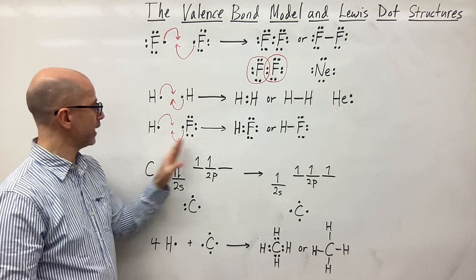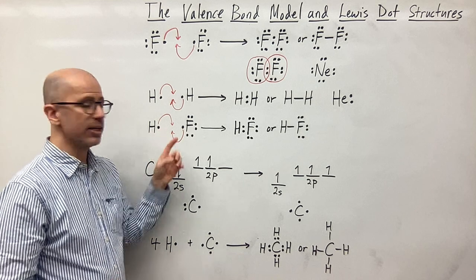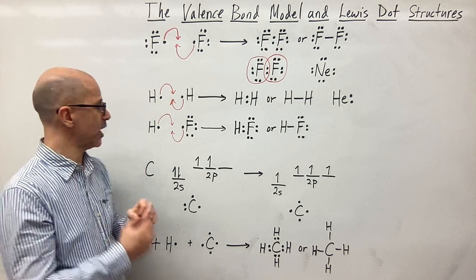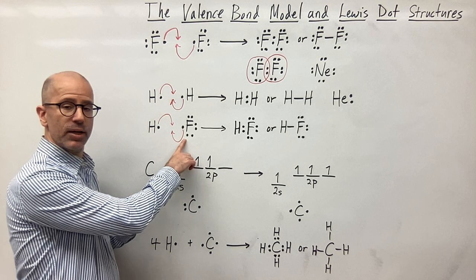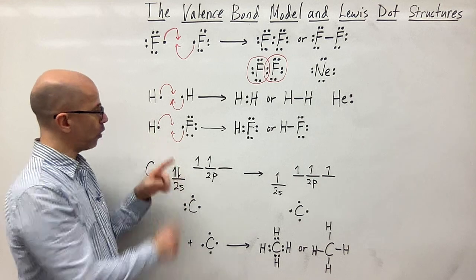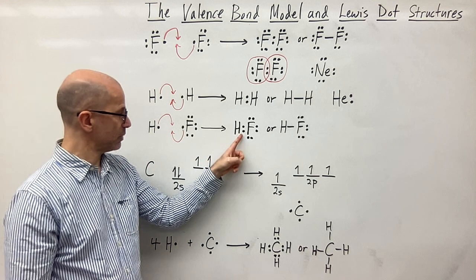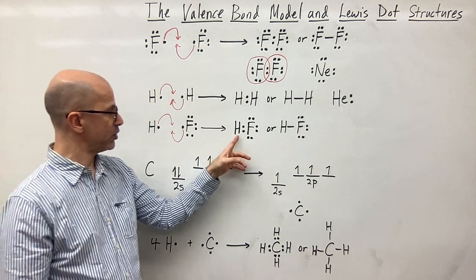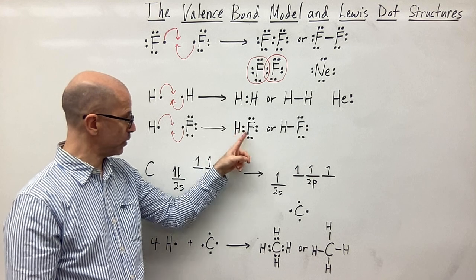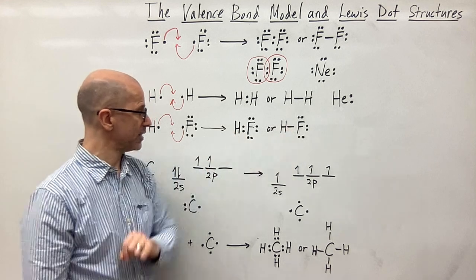Now we can put fluorine and hydrogen together. So again, it's all about bonding or pairing up the unpaired electrons. Fluorine here has 1 unpaired electron, hydrogen has 1 unpaired electron. Pair them up to form a bond so that those 2 electrons can be shared. And so you have H and F with 1 pair of electrons being shared between the 2 of them, or you could write it as a line.